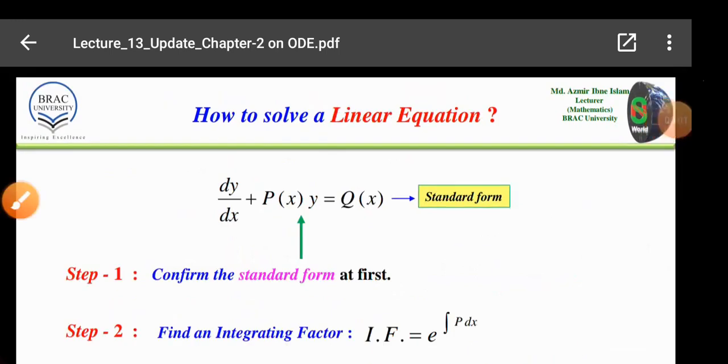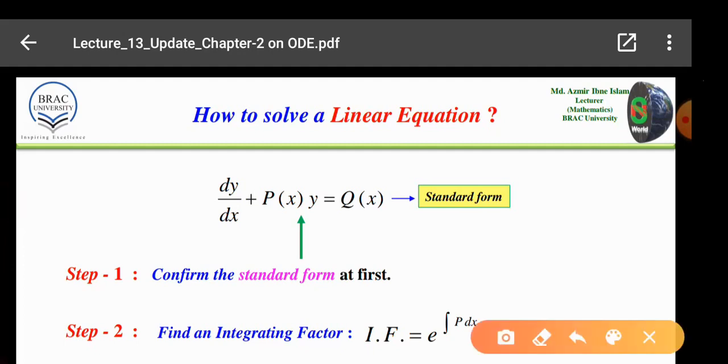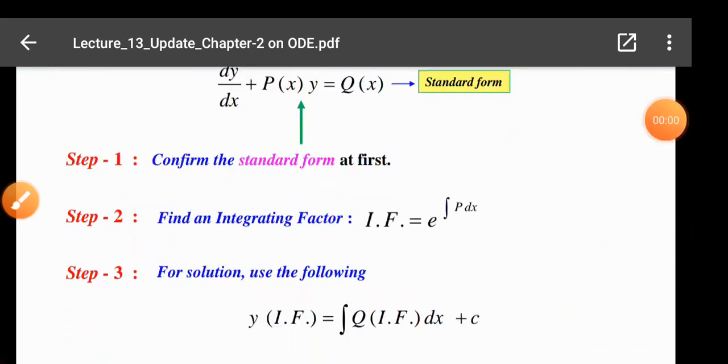Now suppose you have a first order linear differential equation. So we need to know how we can find the solution of that first order linear differential equation. At first, we need to know the standard form of a first order linear differential equation, and it will always be in this form, dy/dx + py = q, where p and q both are functions of x, and this is called the linear equation.